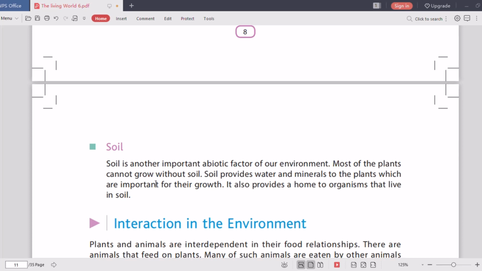Soil. Soil is another important abiotic factor of our environment. Most of the plants cannot grow without soil. Soil provides water and minerals to the plants, which are important for growth. It also provides a home to organisms that live in soil. Soil is an important abiotic factor because most plants grow in soil.